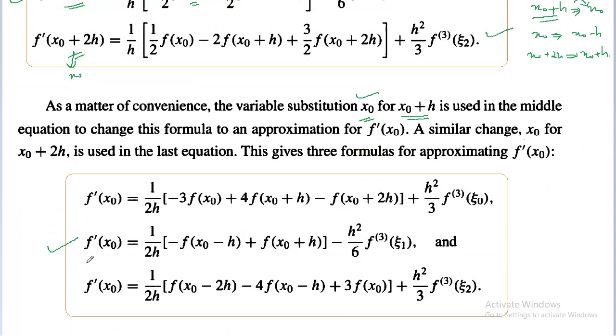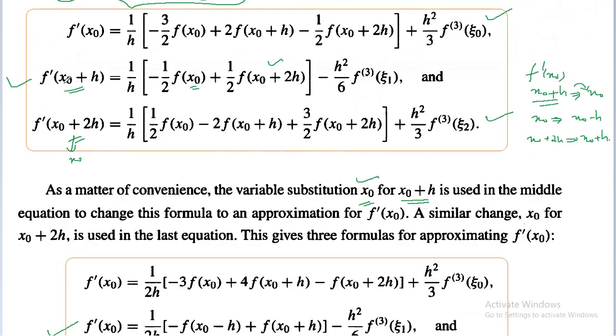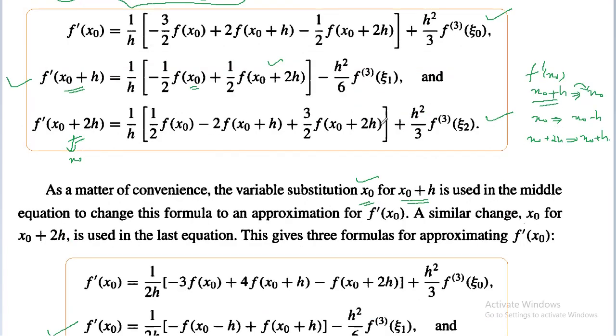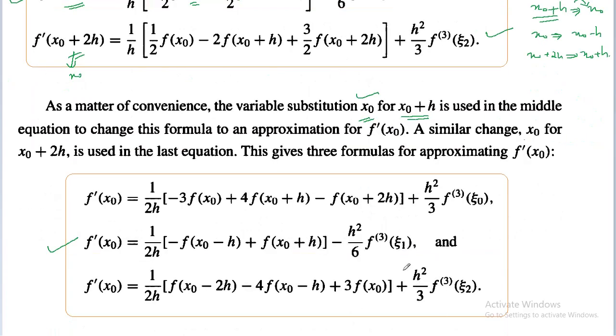That is f dash of x0 is equal to, transforming x0 plus h as x0, minus 1 by 2 into f of x0 minus h plus 1 by 2 into f of x0 plus h. Taking 2 outside, we get 1 by 2h into minus f of x0 minus h plus f of x0 plus h, minus h square divided by 6 into f3 of zeta 1.